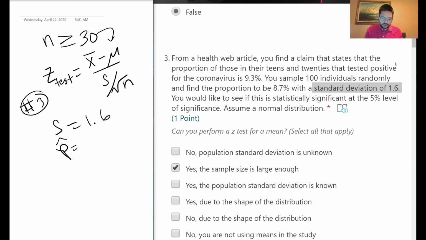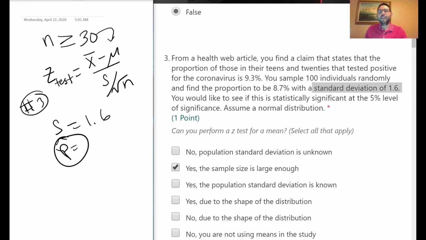It's the fact that you're using proportions, right? The z-test is meant for means only, unless you get to the z-test for a proportion. So if you're talking about a z-test for a mean, which is this lesson that we're doing, then you can only use means, right? But if you're doing the z-test for a proportion, which is going to be the next lesson after we go over part 2 of this, then you can use proportions.